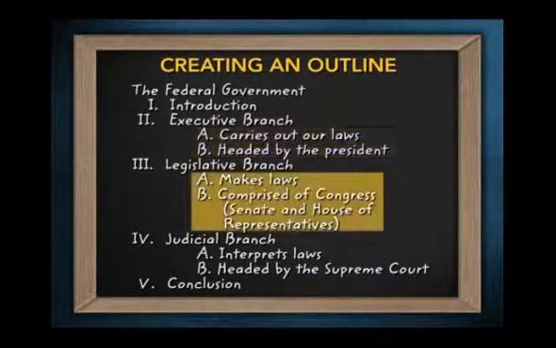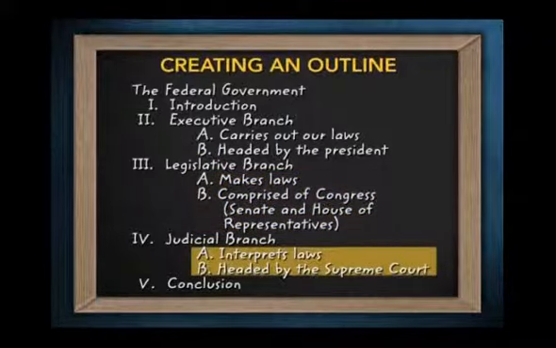So on Roman numeral 3, the legislative branch, I have A makes laws. Well, that parallels 2A carries out our laws. And then B, you would expect that I would have the person or the people who do that function. And indeed I do. I have comprised of Congress, the Senate, and the House of Representatives. Those are the people who make our laws.